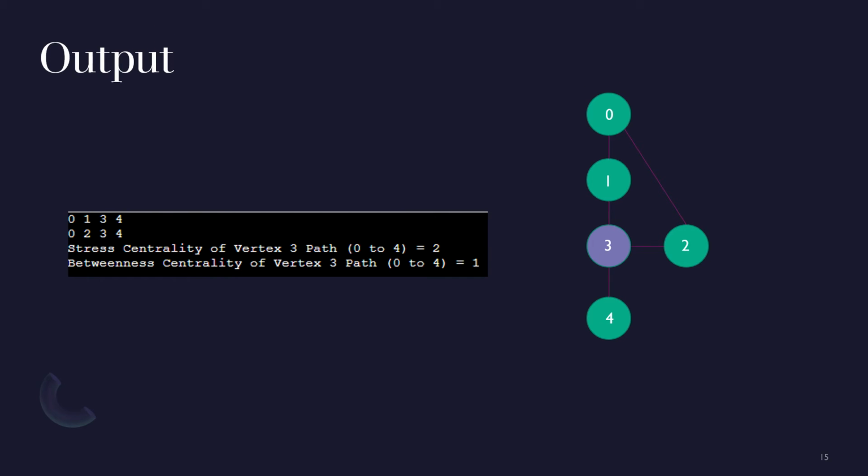So here's the output of the problem we had. It shows 0, 1, 3, 4. So 0, 1, 3, and 4 is our shortest path, and 0, 2, 3, 4 is the other. Then we have our stress centrality of vertex 3. If we look at the purple node, when looking from 0 to 4, it is equal to 2. So both of those shortest paths travel through the third node. And then our betweenness centrality of vertex 3 is equal to 1 because it is our stress value, which is 2, over the total number of shortest paths, which is also 2 in this case.